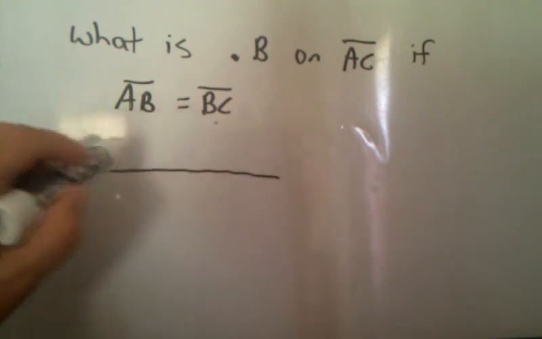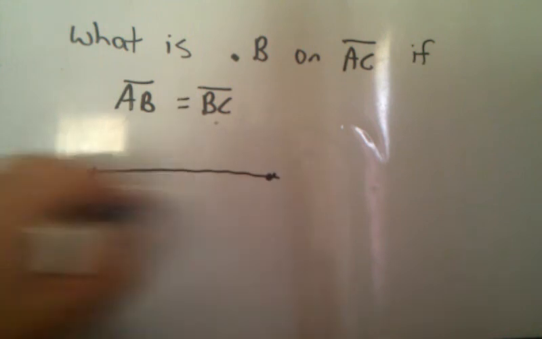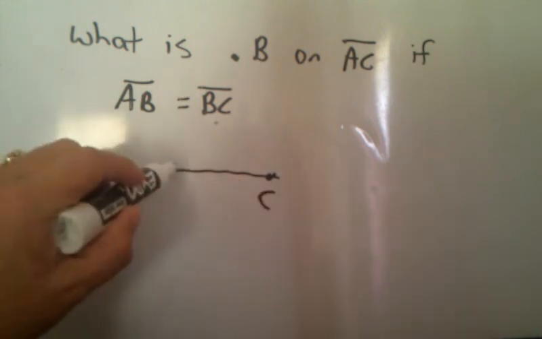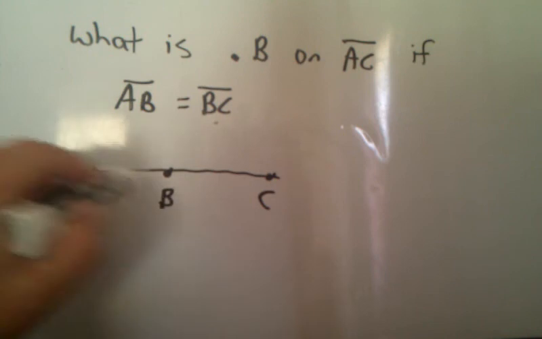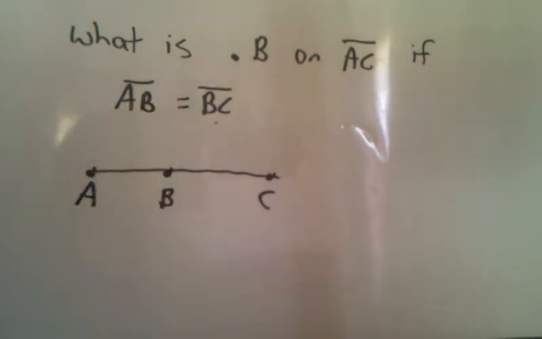Okay, let's draw it. We said this is AC, and we said AB equals BC. That means B has to be the midpoint. So your answer should have been the midpoint. Okay, if you don't know, get your dry erase board, draw a picture, try to figure it out. Sometimes looking at it you can see it. Okay.